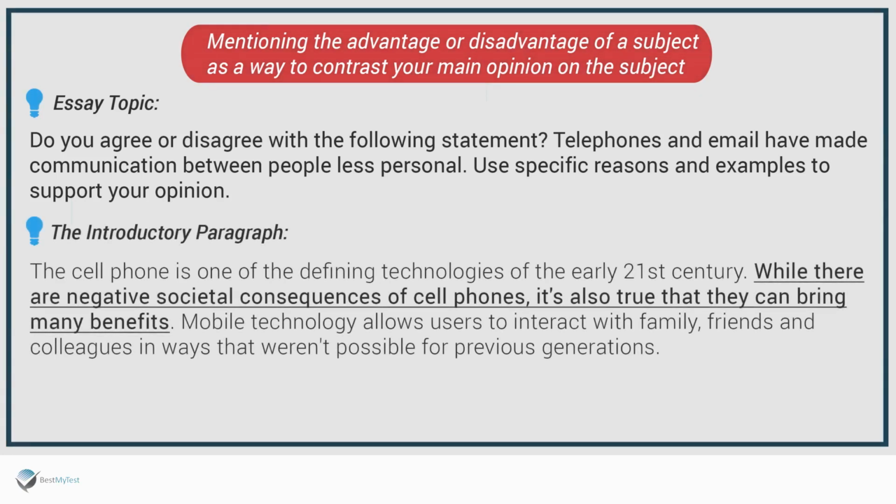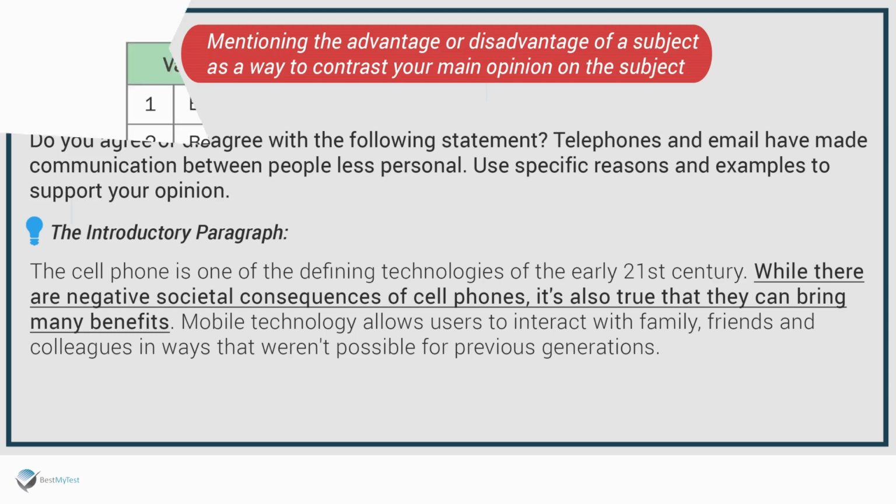The cell phone is one of the defining technologies of the early 21st century. While there are negative societal consequences of cell phones, it's also true that they can bring many benefits. Mobile technology allows users to interact with family, friends, and colleagues in ways that weren't possible for previous generations.